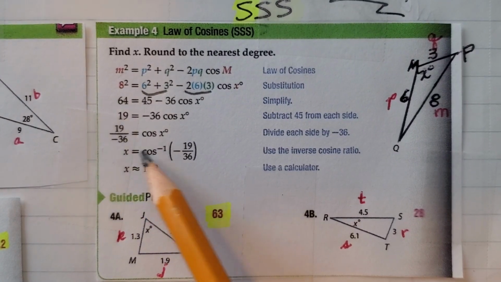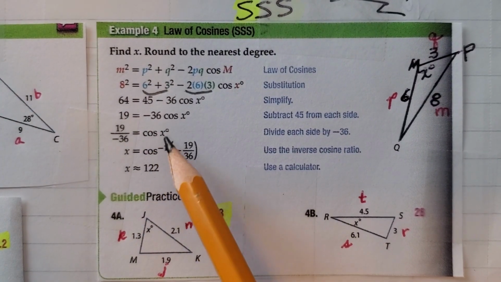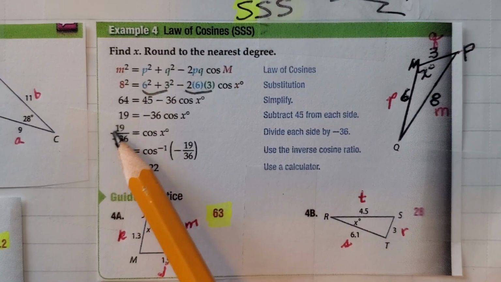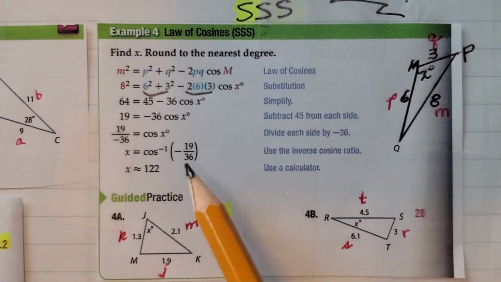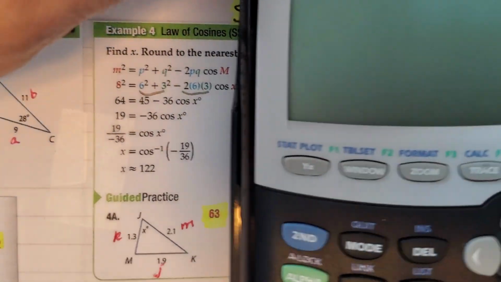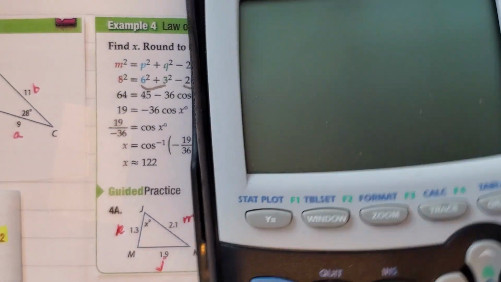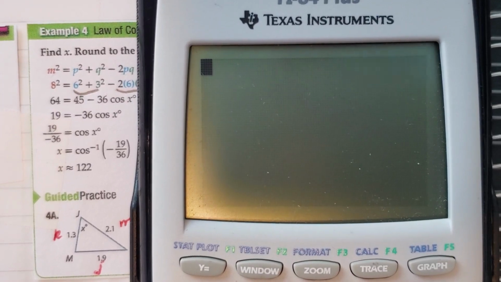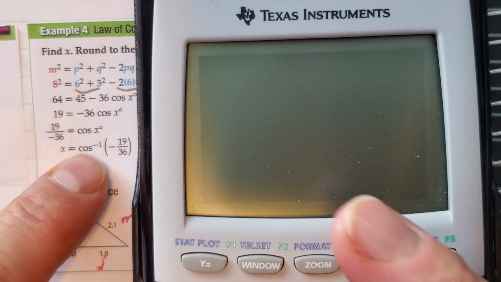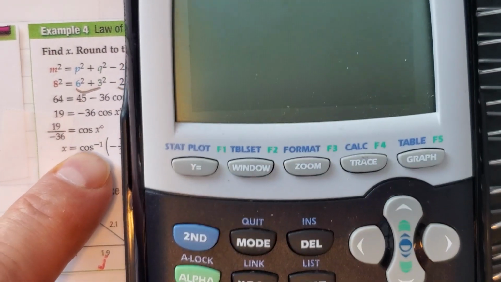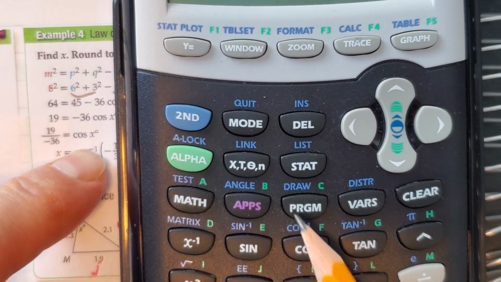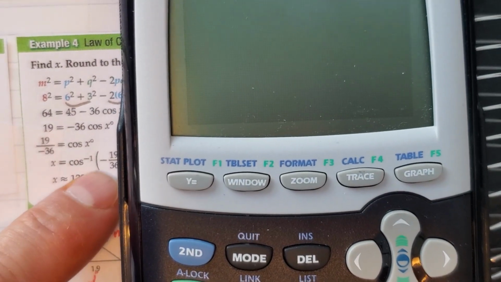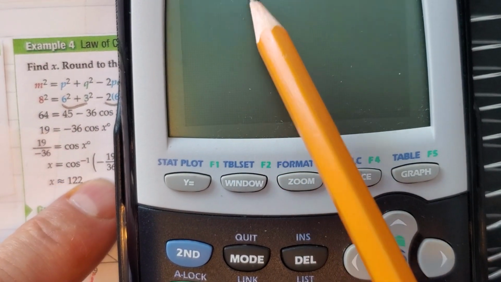Then you take the inverse cosine of both sides. To get rid of that cosine, you got to take the inverse cosine to get x. So if we take the inverse cosine of 19 over negative 36, we get 122. Let me show you how to do that on your calculator. So clear. Inverse cosine is second cosine, right here. You got to hit the second button, then inverse cosine of negative 19 over 36.